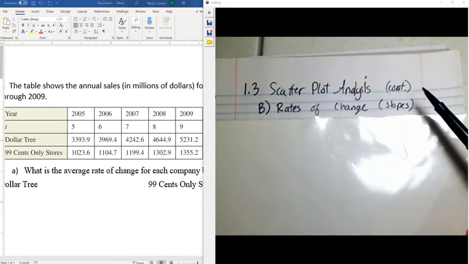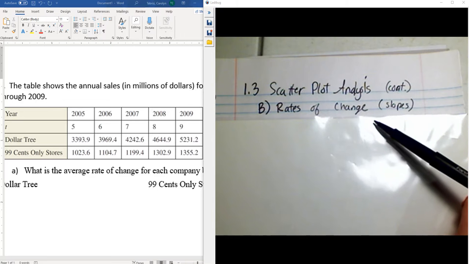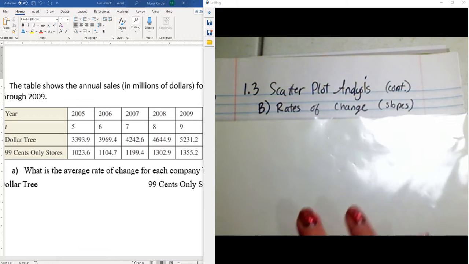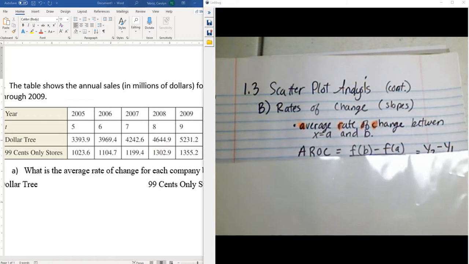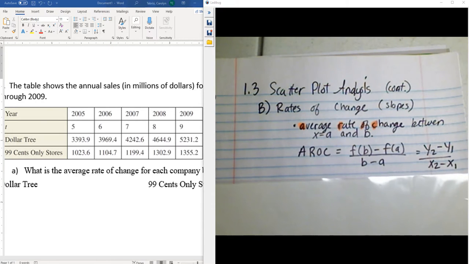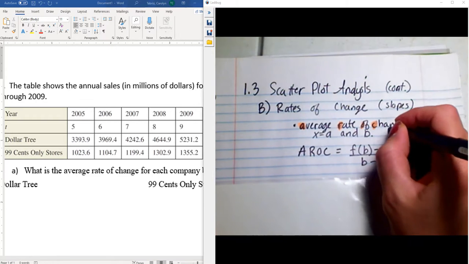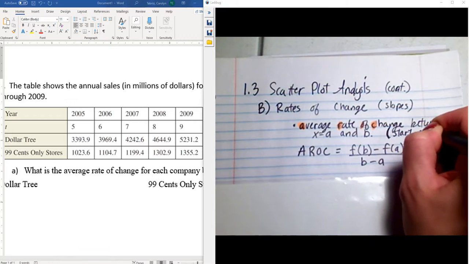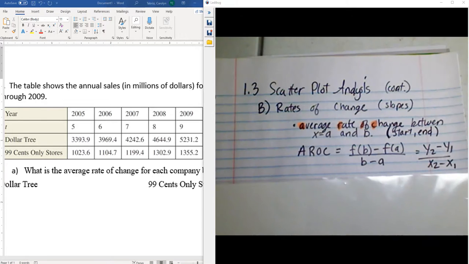Okay, so we're going to do 1.3 scatter plot analysis continued, and we're going to go ahead and add a second type of analysis, which is rates of change, which is going to be slopes. We have one type of slope that we're going to look at, and that is an average rate of change between x equals a and x equals b. Usually, this is a start and an end point to your data.